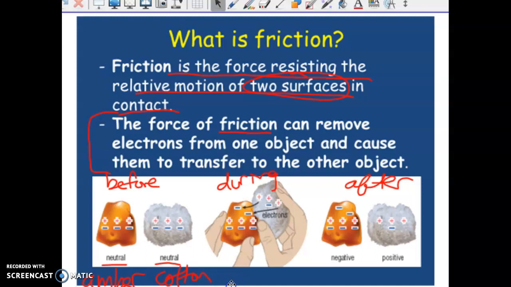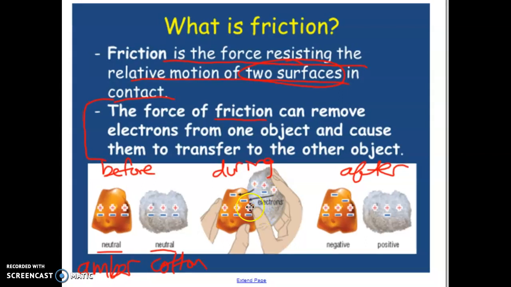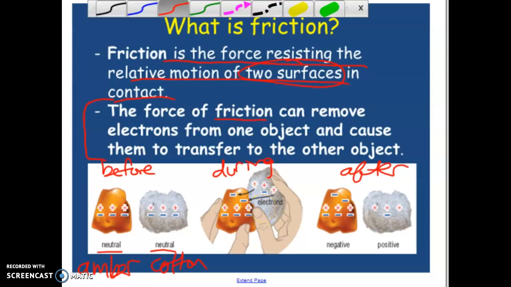All right, so taking a look at the during portion. This is the portion where you would actually have the rubbing happening from the friction. So you'd imagine you take this cotton ball and you're going to rub it on this amber piece. Notice they're showing that the electrons, and there's an arrow pointing in the direction they're moving, are moving from the cotton onto the amber.